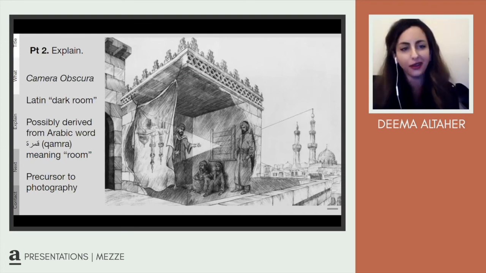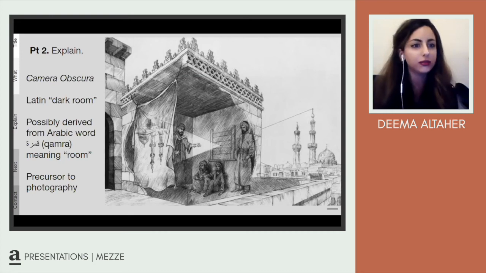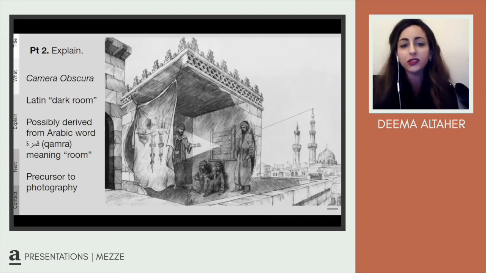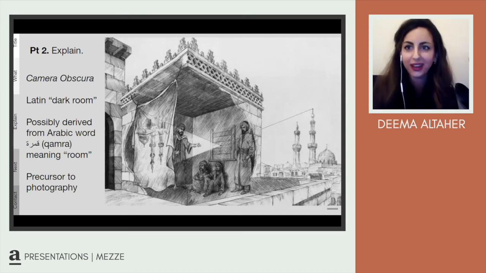This phenomenon is called camera obscura, which is Latin for dark room. The article also makes an argument that the word camera could be derived from the Arabic word qamra, meaning room or dark chamber. This discovery was basically the kickstart to discovering photography many hundreds of years later, and also had an impact on a lot of other scientific discoveries. Later we will see how it ended up influencing Renaissance art.